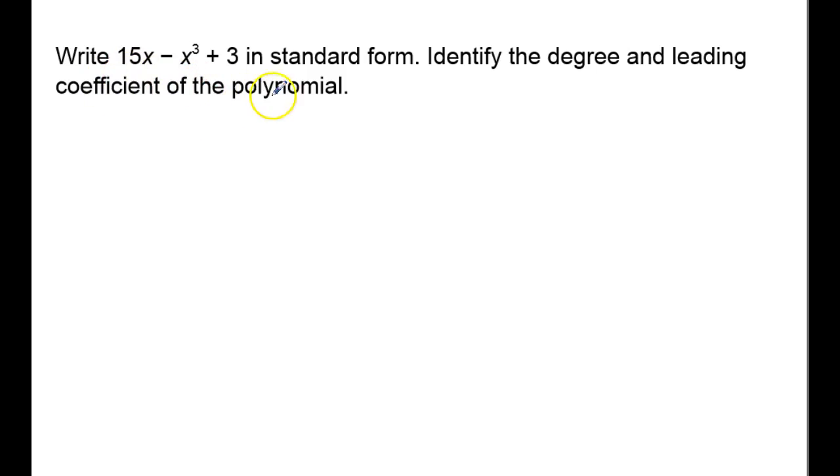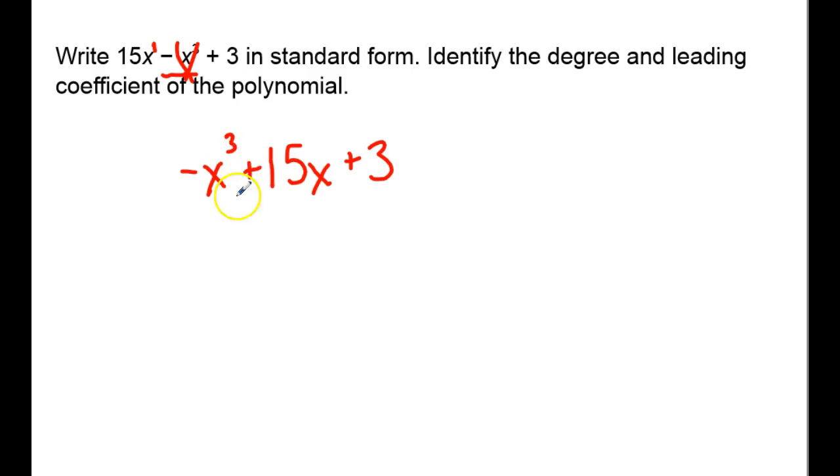I'm supposed to write this in standard form, then identify the degree and leading coefficient of the polynomial. So I know that I want to do the highest exponent first. So I look and I see that this would be a 1, I have a 3, and then I don't have any. So this term would definitely go first. And that negative is in front of it, so the negative has to stay with it. So that term goes first. Then I have my 15x, and then I have my constant, or my 3.